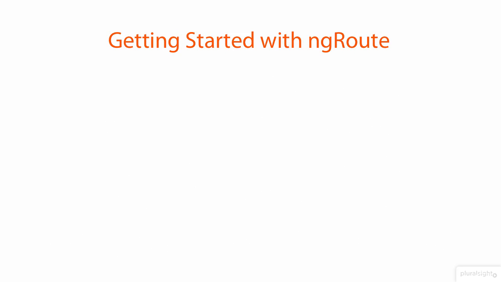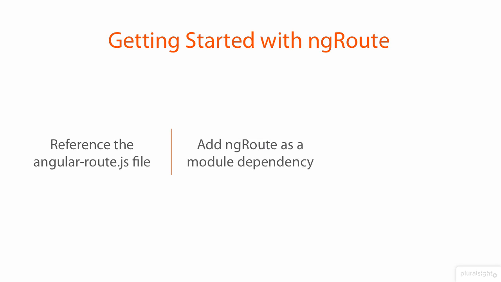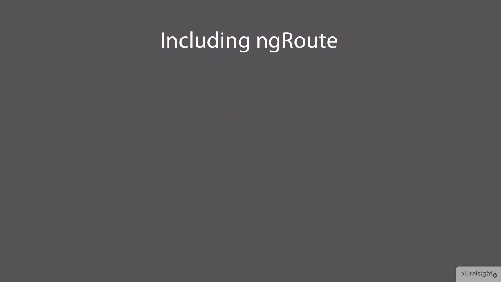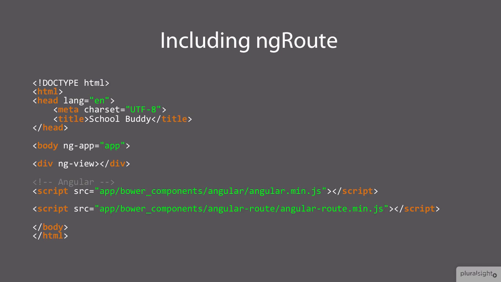Once we have the code downloaded, there are 3 steps we need to perform before we can begin defining routes for our application. First, we need to reference the angular-route.js file in our index.html file. Next, we need to add ngRoute as a module dependency on our main application module. Finally, we have to add an ngView directive to our index.html file. Each route will have its own view defined by a chunk of HTML, and the ngView directive tells Angular where to insert that HTML.